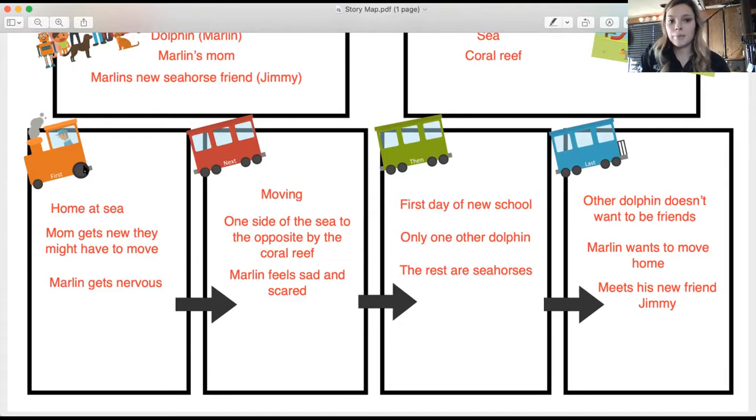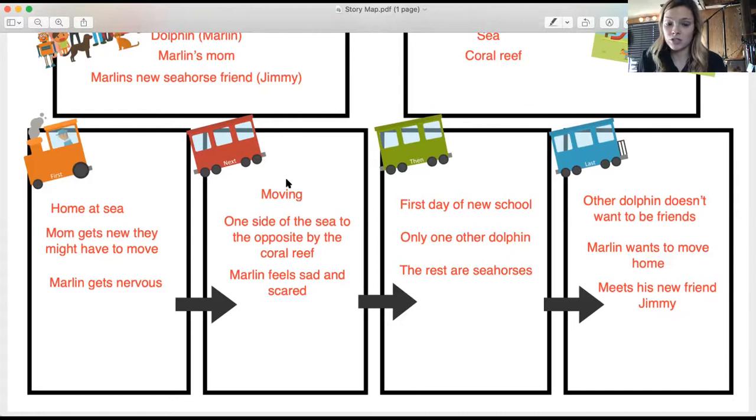So first I put their home at sea. That's all I need to put, because I know that I'm going to be writing about Marlin and his mom being at their first home. In my first part of my story, Mom gets the news that they might have to move, and I include Marlin's feeling a little nervous about it.